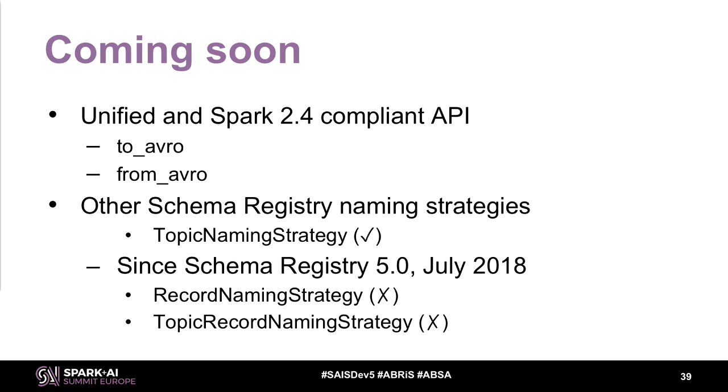Also, this schema registry has some naming strategies, which is related to how you store the schema, like the URL that you call to get the schema. When we started to develop ABRIS, in the beginning of this year, the only strategy available was the topic naming strategy. But now, in July, they came up with two new strategies: record naming and topic record naming. We still do not support those strategies, but it's coming soon, as the slide is telling.